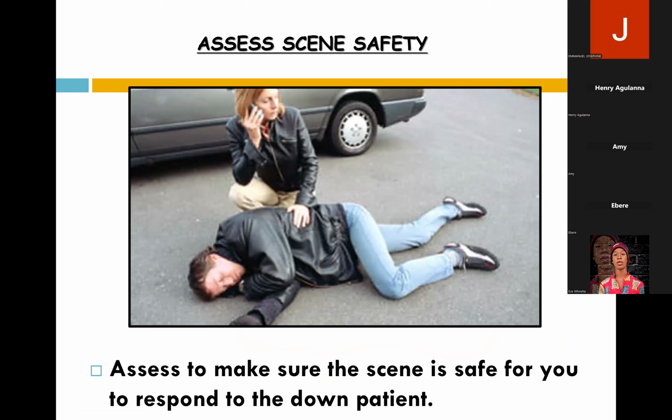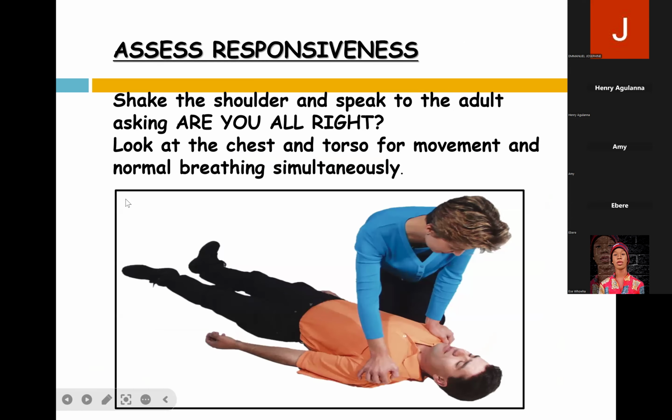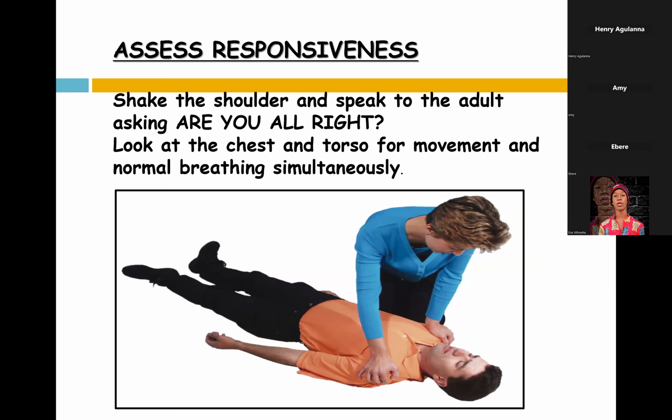So first of all, assess scene safety and then assess if the patient is breathing and if there is heartbeat. Those are the two major things you assess. And then for responsiveness, you can shake the person, shout in the person's hearing, are you all right? Or you call the person's name if you know the person. Then while assessing for that consciousness or responsiveness, you are also trying to assess if this patient is breathing. If you're close to someone who is breathing, you will know by the rise and fall of the person's chest.